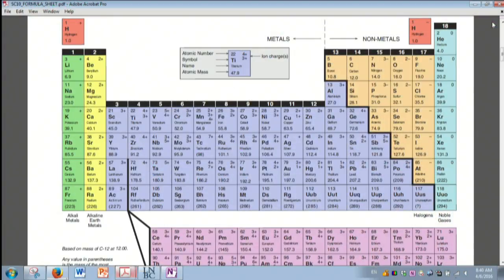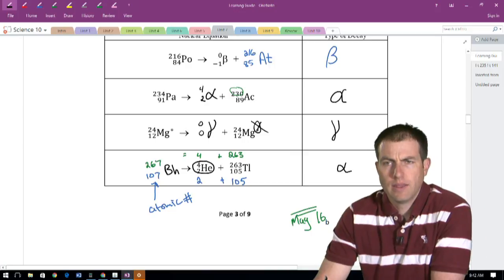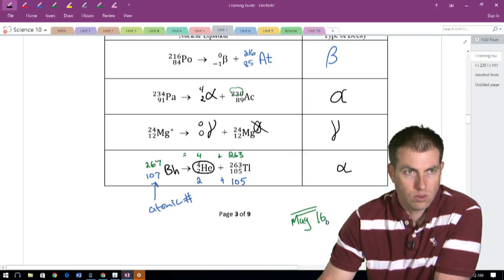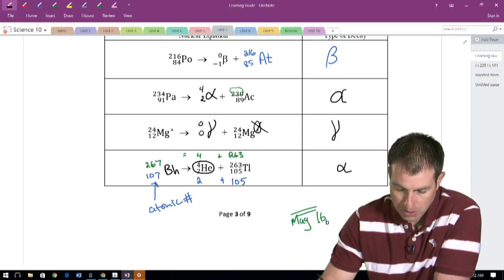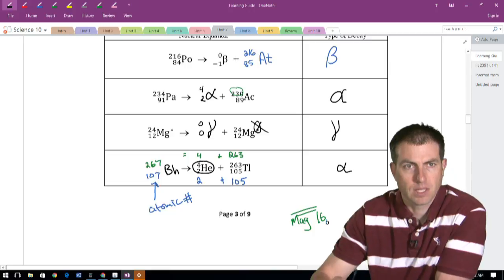So element 107 on the periodic table is going to be one of these ones at the bottom. Looks like BH. I can't even read what that is. I'm not familiar with it. So BH gives off an alpha particle. That's 4 2 He, an alpha particle. 2 there. And that is what's going on there. Are you all right with that, Kyla? Is that still unclear?